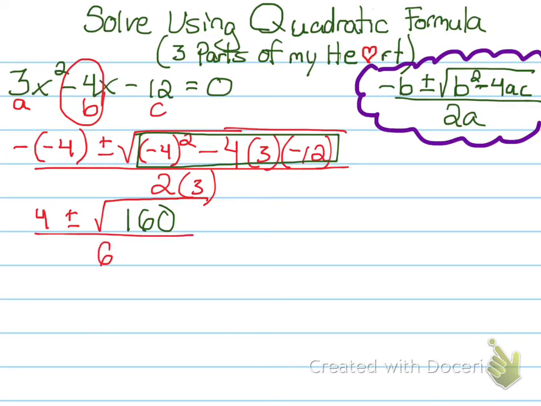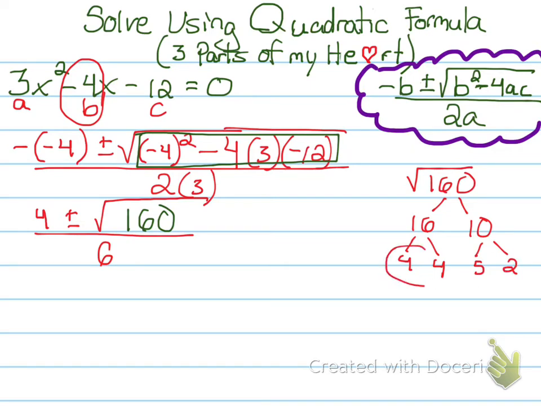Now, if you notice, 160, that is not a perfect square. So we need to go over to the side and break it down. So what times what is 160? I'm going to use 16 and 10. And then 16 is 4 and 4. 10 is 5 and 2. And then remember, for every pair, you take one out.